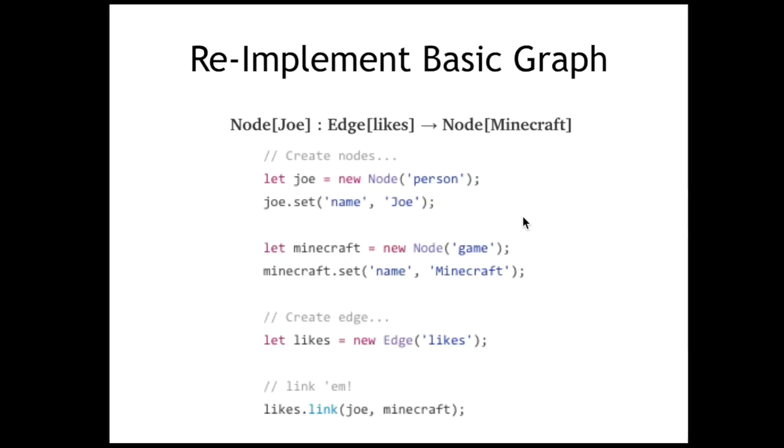Instantiate new nodes, set some properties on them, we create a new edge, and then finally, like I said, the edges are the glue that holds the graph together. So we're going to use that edge and then link Joe to Minecraft. The order of arguments that you put in the link determines the direction of the edge, unless the edge is duplex or bidirectional, in which case it doesn't really matter.